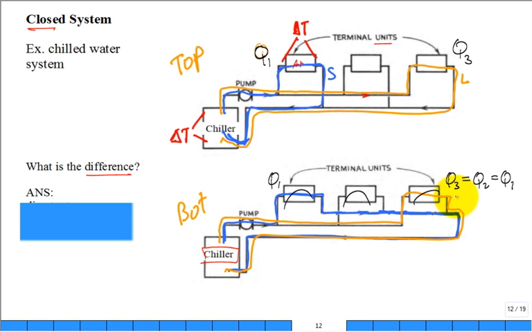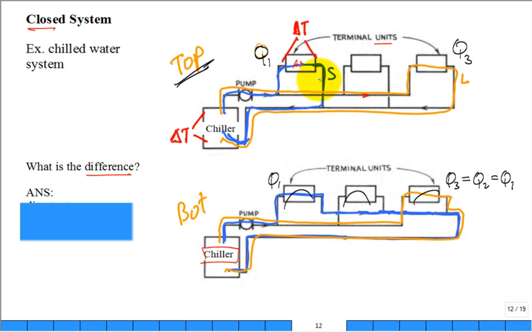Well, they changed how you get the return back to the chiller. Let's take a look at the top one. How would you describe the return? Once it got out of the air handler unit, how did it get back to the chiller?